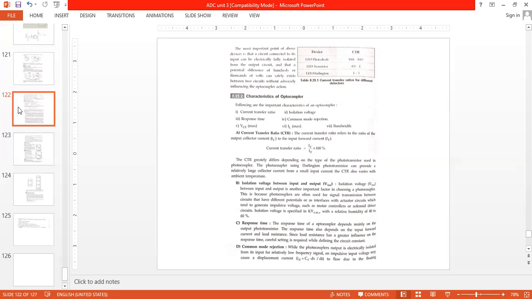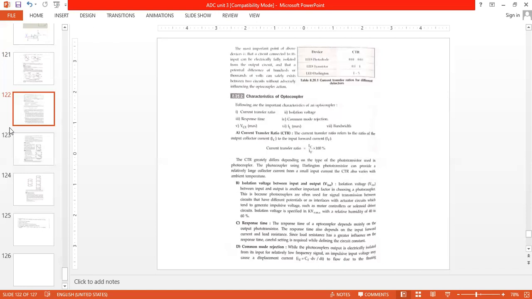Why do we go for characteristics? If you know the characteristics of the different optocouplers, you can easily judge which optocoupler suits a particular application. These are the characteristics: current transfer ratio, isolation voltage, response time, common mode rejection ratio, and bandwidth. The current transfer ratio is output current IC divided by input current IF into 100%. Then VISO is the isolation voltage between the input and output.